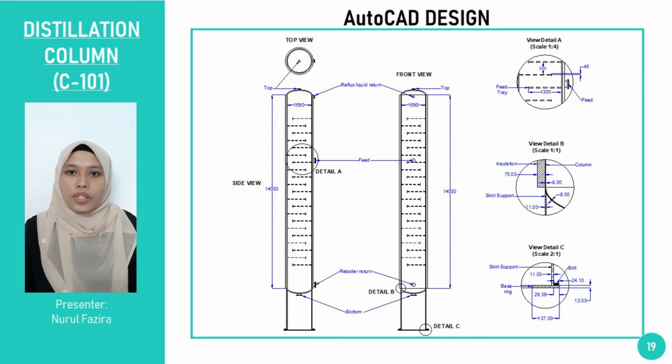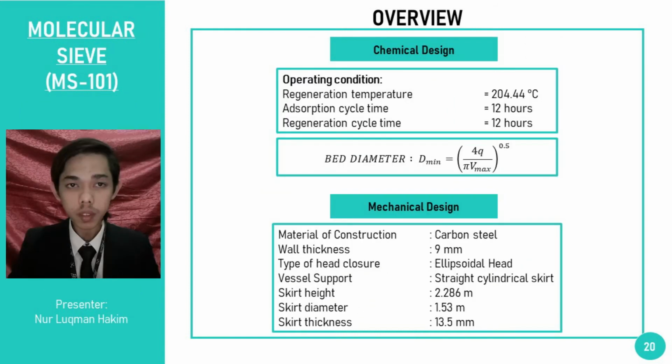The corrosion allowance of 3 mm will be used as an additional thickness of metal added to allow for material loss by corrosion, erosion, or scaling. The vessel thickness is 8 mm. A 90 degree cylindrical skirt made from carbon steel with a thickness of 11 mm is used as the vessel support. Okay, now for the molecular sieve design.